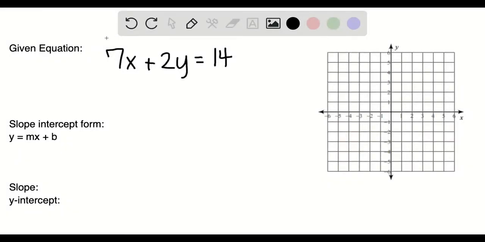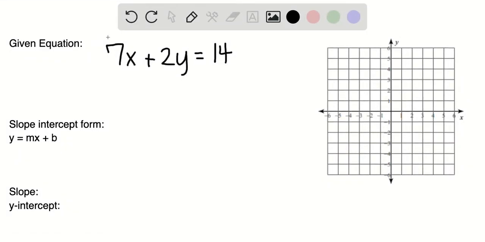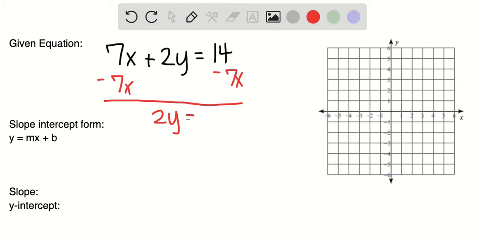In this problem, we're given the equation of 7x plus 2y is equal to 14. To better graph this equation, we're first going to put it in slope-intercept form where we solve for y. The first step I will do is subtract 7x from both sides. Now I have 2y is equal to 14 minus 7x.